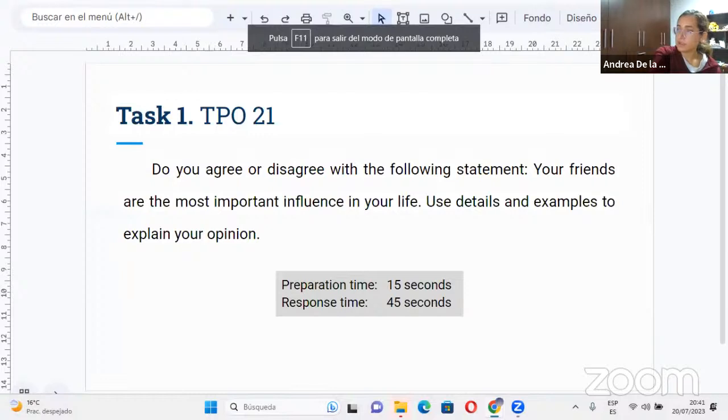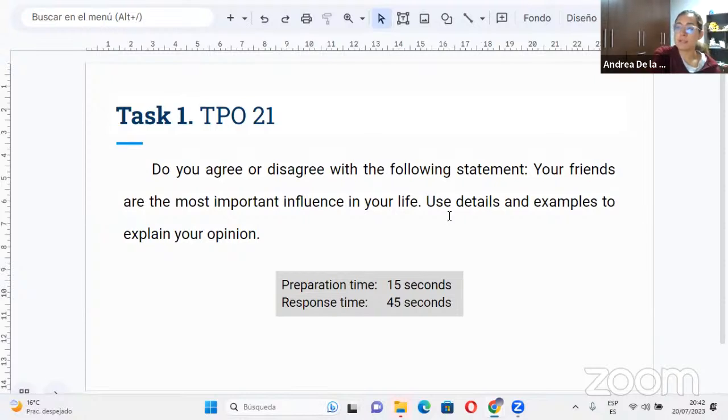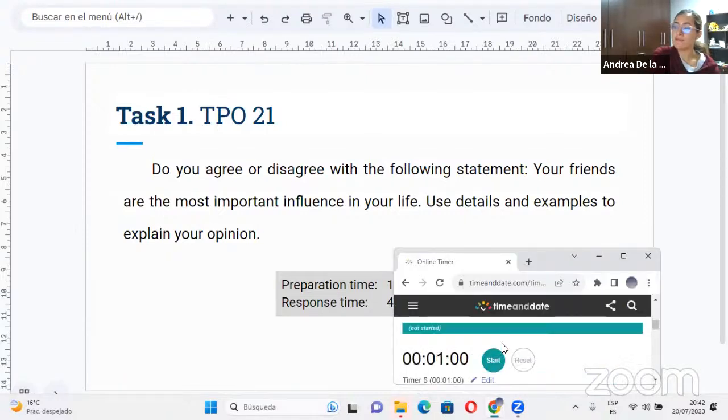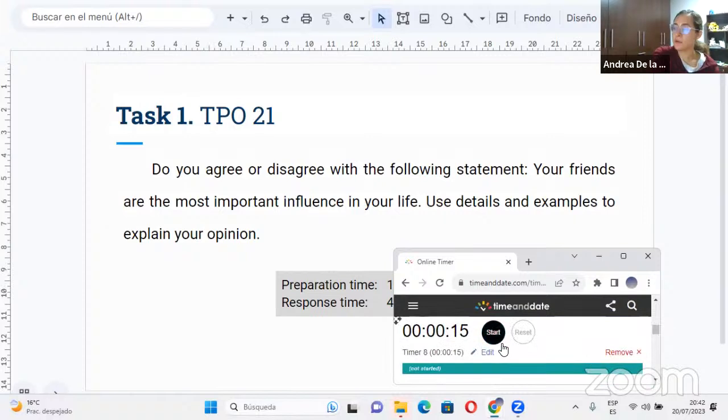So the question says, do you agree or disagree with the following statement? Your friends are the most important influence in your life. Use details and examples to explain your opinion. You will now have 15 seconds to prepare your responses.